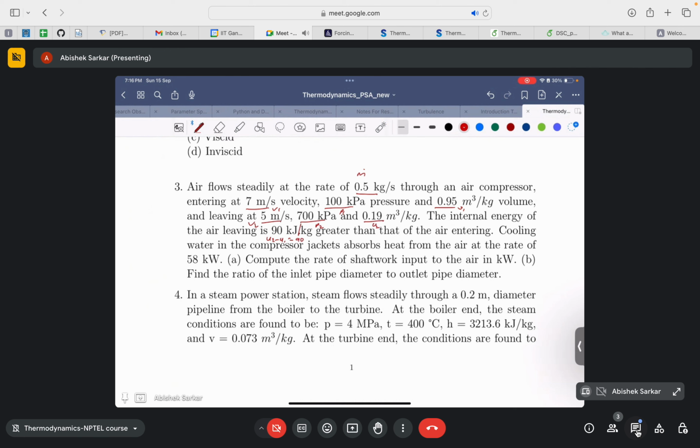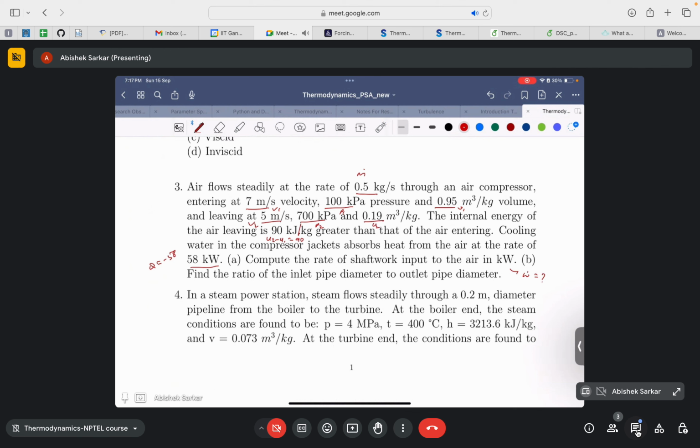Cooling water in the compressor jackets absorbs heat from the air at the rate of 58 kilowatt. Okay, so Q is minus 58 kilowatt. Compute the rate of shaft work input in the air in kilowatt. Okay, so need to find W dot. So my suggestion would be write the entire steady flow energy equation first. All the values of all the thermodynamic properties are already given both at the inlet and outlet. Just substitute it in the equation and find the value of the net work done. It's very simple actually. All the values are already given.